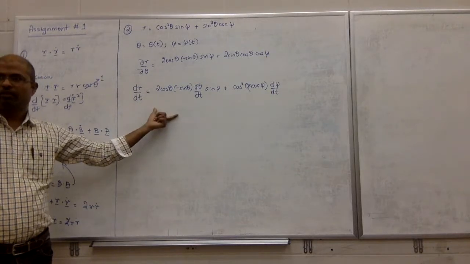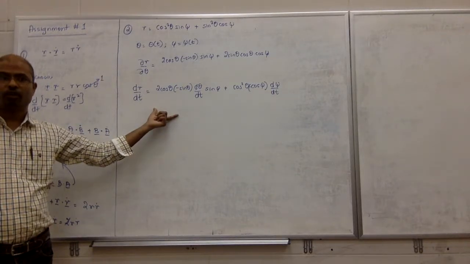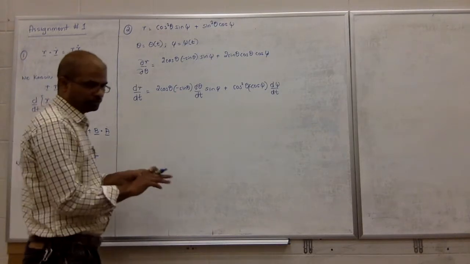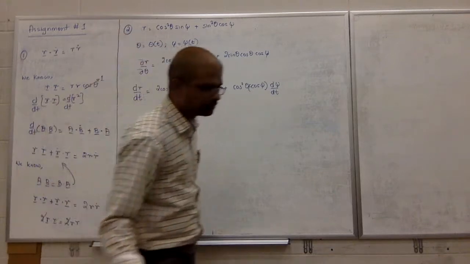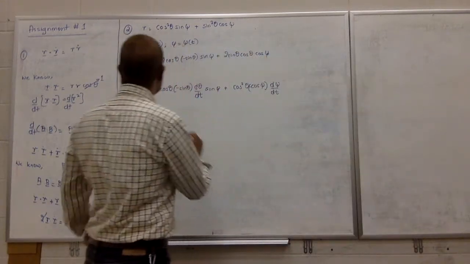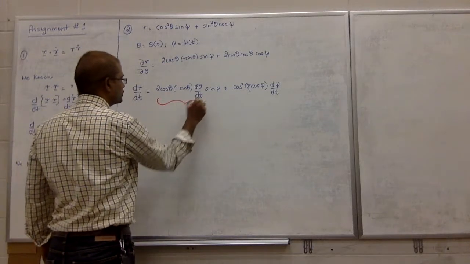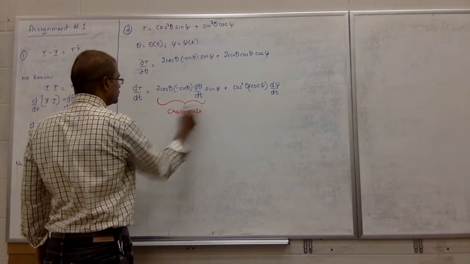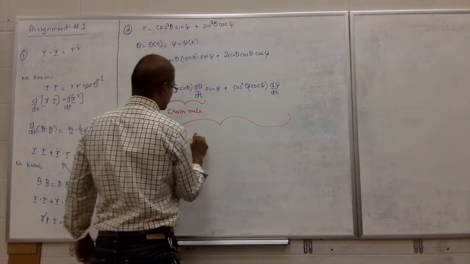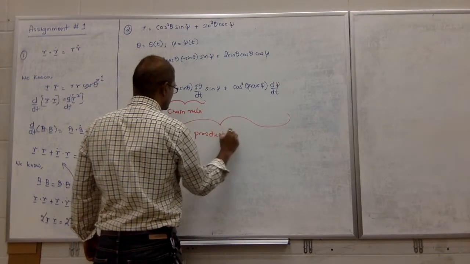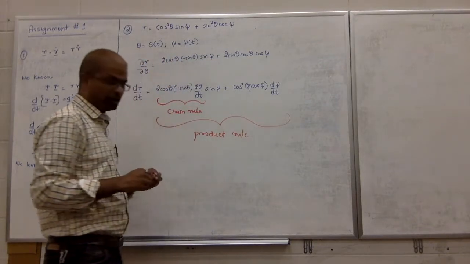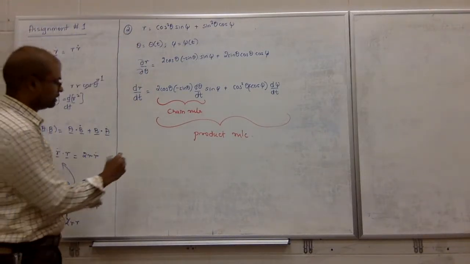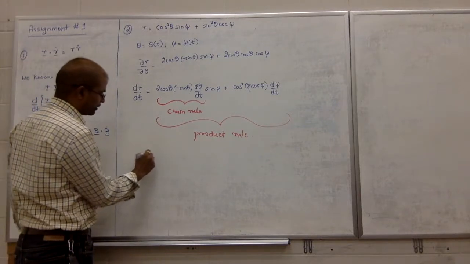You see the complete derivative? Here we apply chain rule and product rule. This part is the chain rule, and this whole thing is product rule. So keep in mind, this is what you're dealing with. This cosine square theta, think about it, think about what cosine theta is. What is theta?